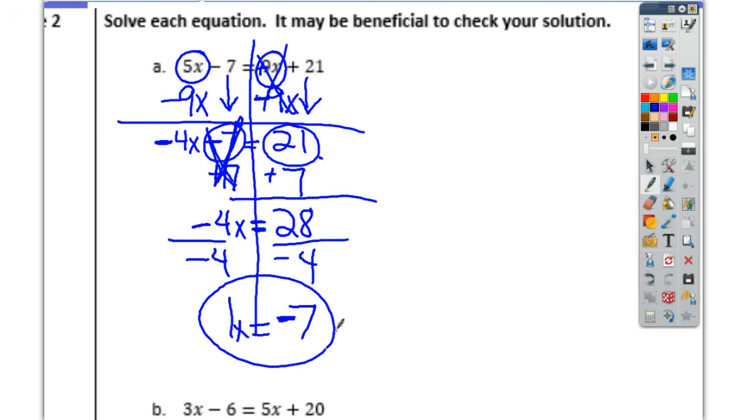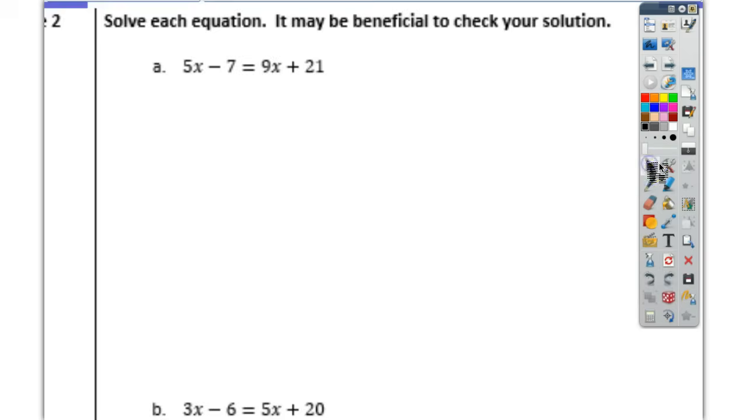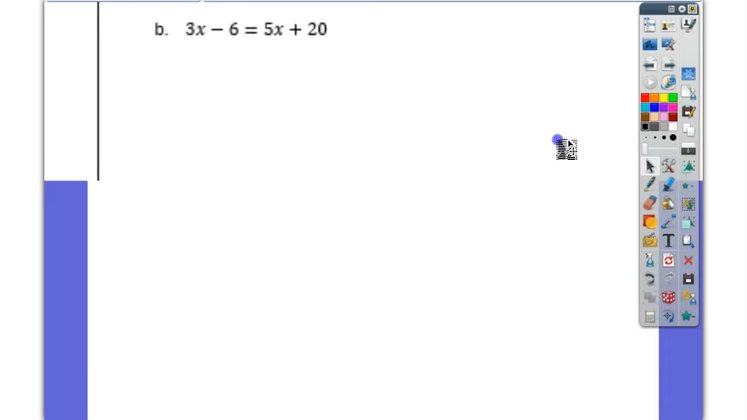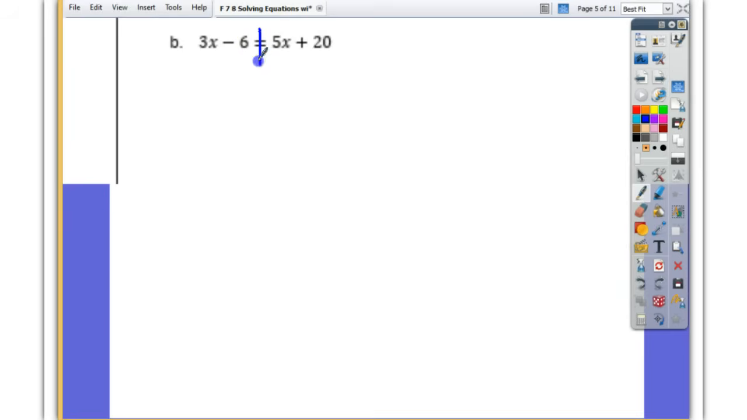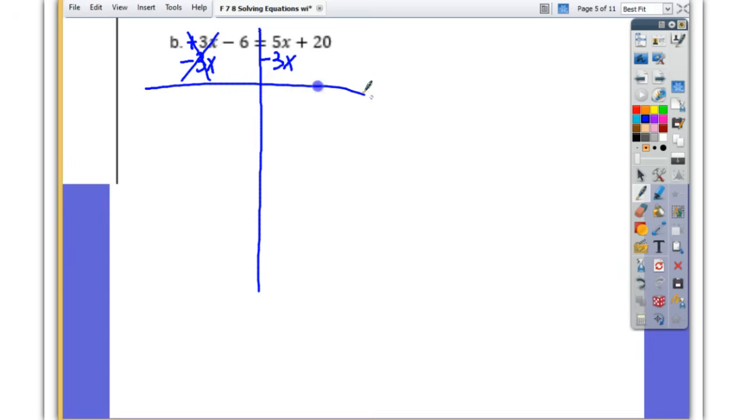All right, you try B. Hold up your answer. Draw the line down the equal sign. And it doesn't matter which way. I'm going to minus my 3x, because my plus 3x then and my minus 3x cancel out. Minus 3x over here. What do I get? What's a 5x minus 3x?